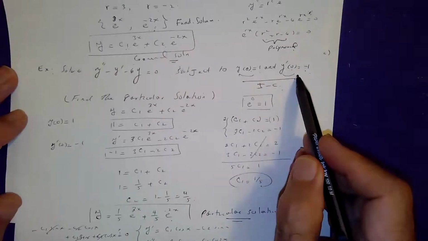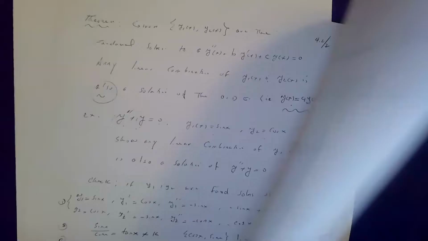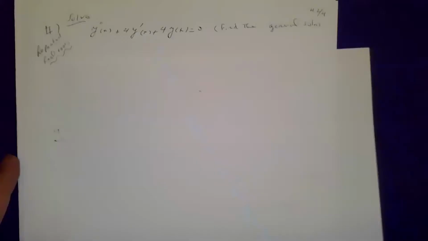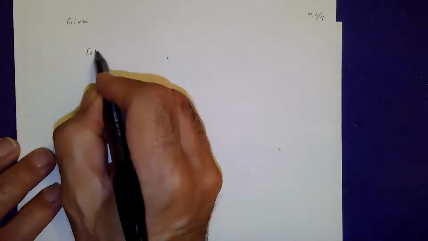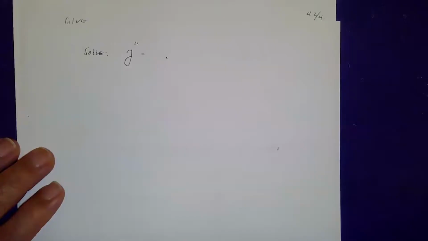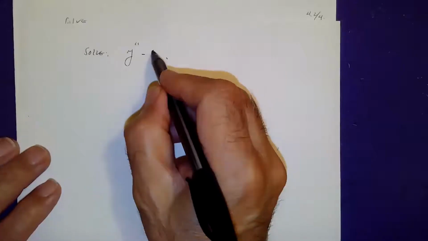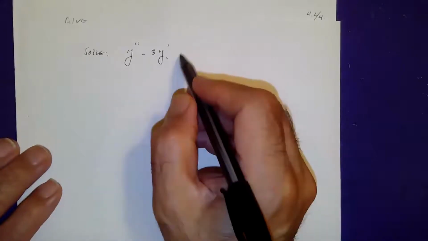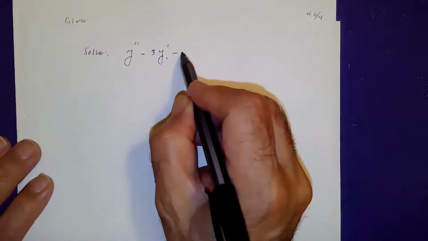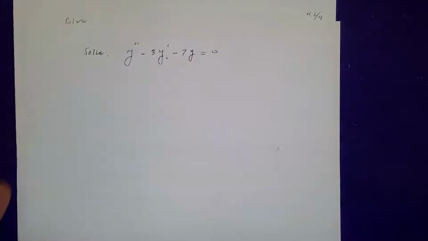Do you see it? So the function is not always factorable. For instance, let's say you were asked to solve y double prime minus 3y prime minus 7y is equal to 0.